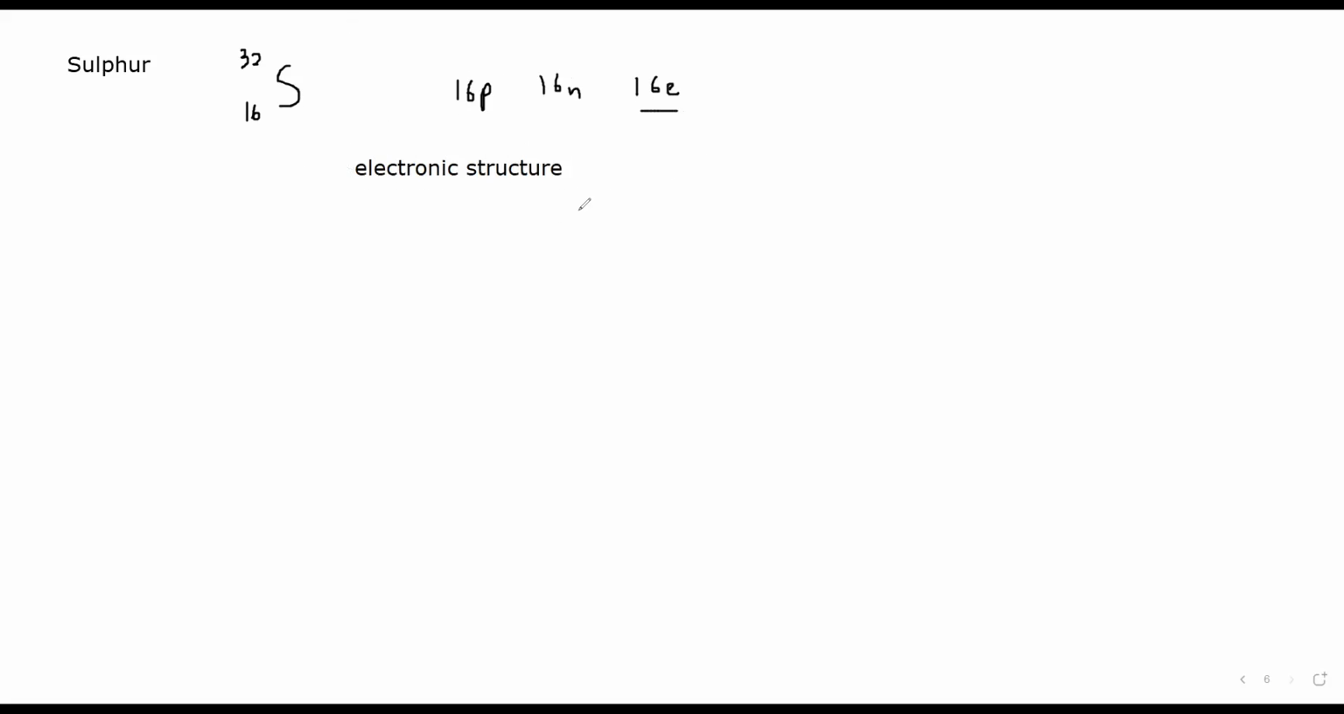When we write the electronic structure of this, we have to arrange the 16 electrons. How are 16 electrons arranged? It is 2, 8, and 6. With this electronic structure, there are 6 electrons in the last shell, so it means it belongs to group 6. As it belongs to group 6, it means it is a non-metal.